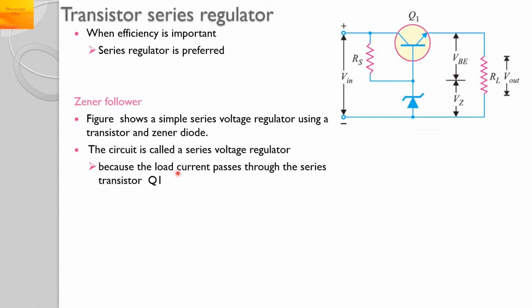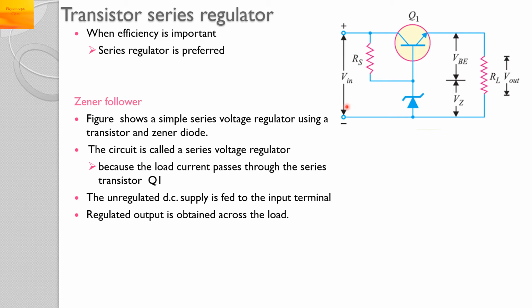The circuit is called a series voltage regulator because the load current passing through this load resistor is actually passing through the series transistor Q1. The unregulated DC power supply is fed to the input terminal, that is Vin. Regulated output is obtained across a load. The Zener diode provides the reference voltage, so that Zener voltage Vz is the reference voltage.